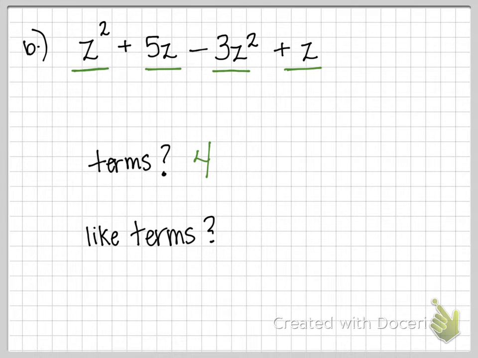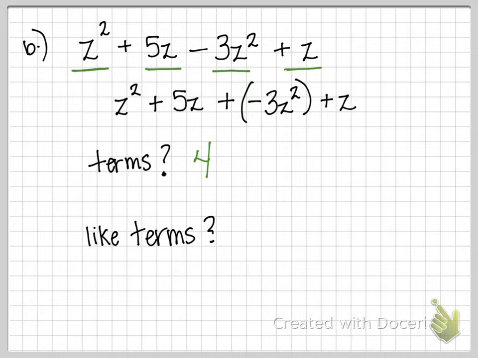In order to help us identify like terms, we're going to separate these all by an addition sign. So we're going to take our terms, we're going to say z squared, this is already addition, plus 5z. Does the exponent go out of parentheses? It goes in the parentheses. So the whole term, so we're going to say plus, in parentheses, negative 3z squared plus z. Now they're all separated by addition, and we can see the signs that go with the terms.